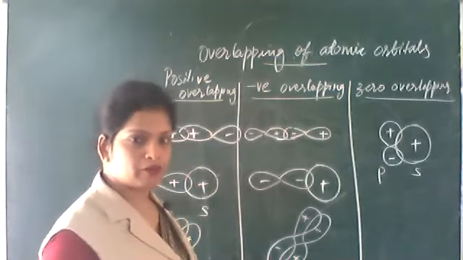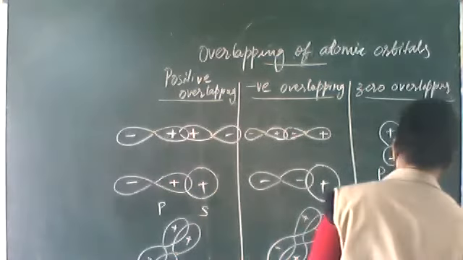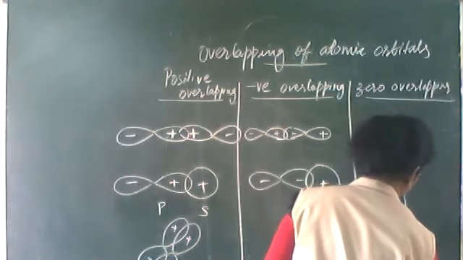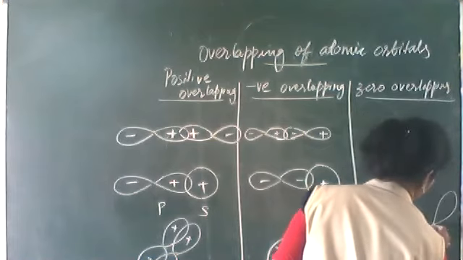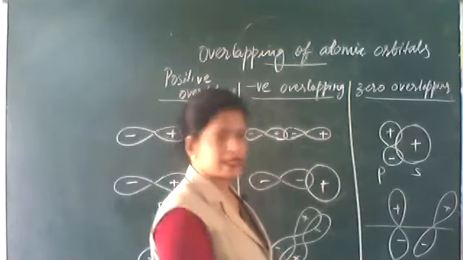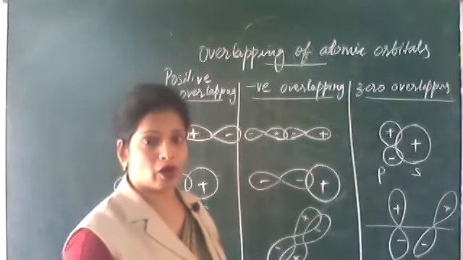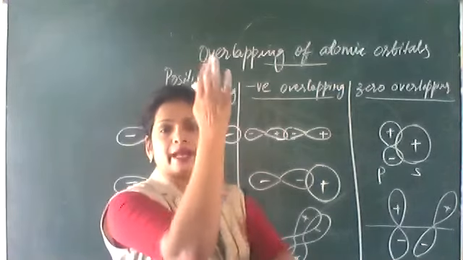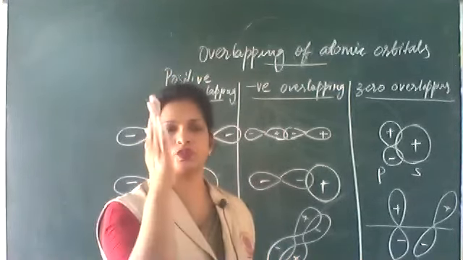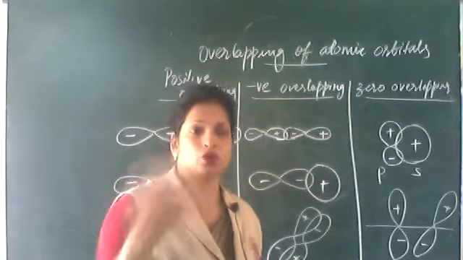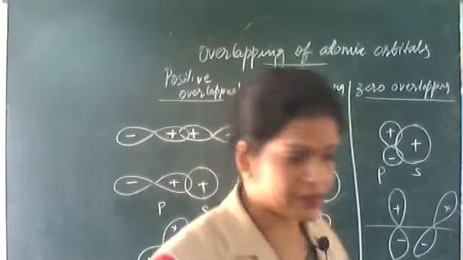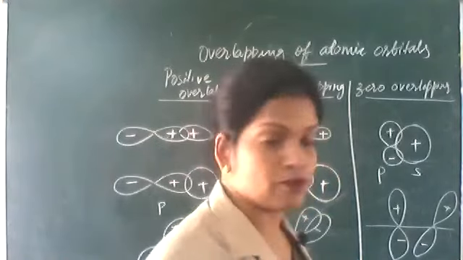This is negative overlap. Now in this case they cannot overlap because one is standing this way and the other is standing this way. So no overlapping is possible. So again, zero overlapping.